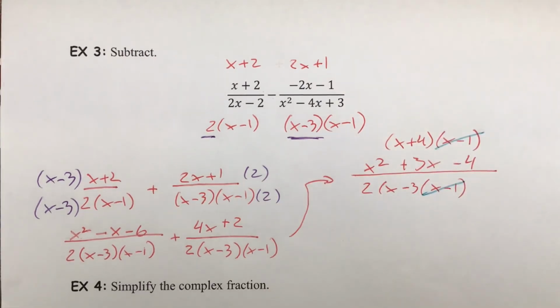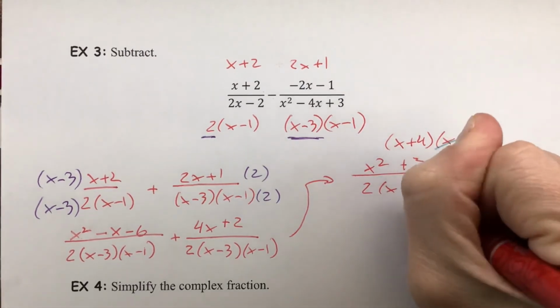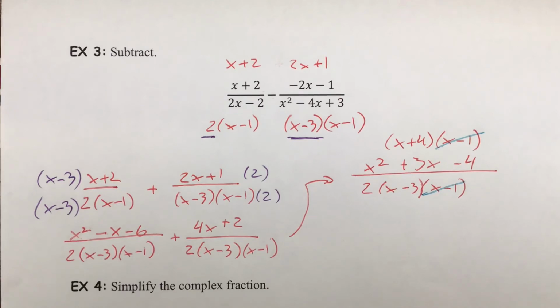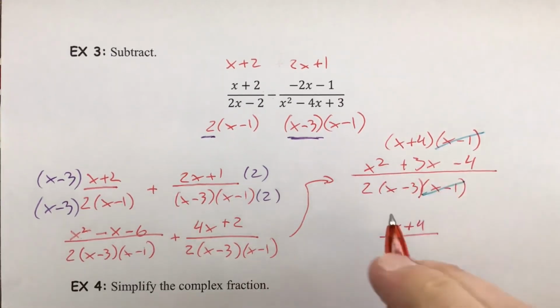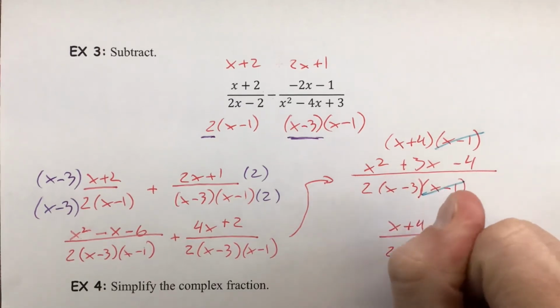Here are two factors that we could cancel out. Oh, I forgot that there. Two factors that we can cancel out. We end up with x plus 4 over 2 times x minus 3.